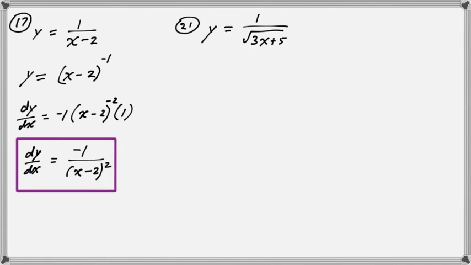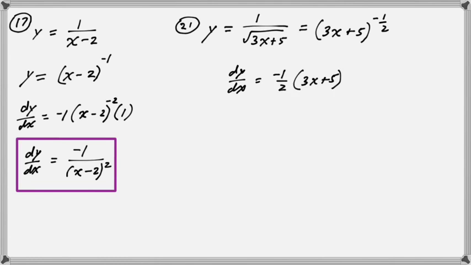21 is another one I would probably rewrite. I would probably call it (3x plus 5) to the negative 1/2. To find its derivative, I would do power times base to the 1 less power times the derivative of the base, which I think is just 3. So you get negative 3/2, 3 times 1/2, and there's a negative. And then you have (3x plus 5) to the 3/2. Now that would be the derivative.